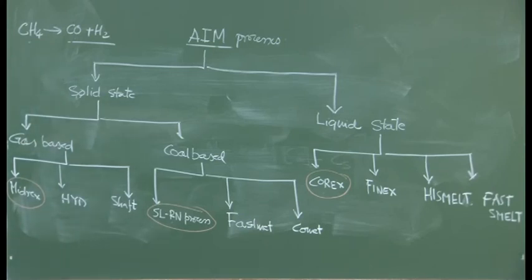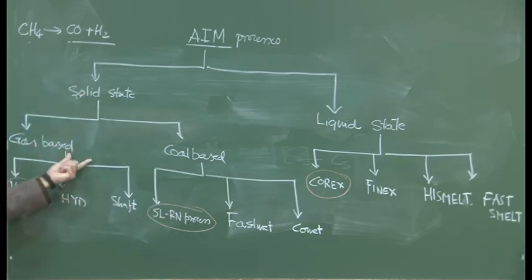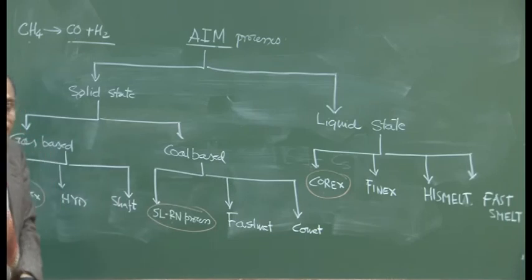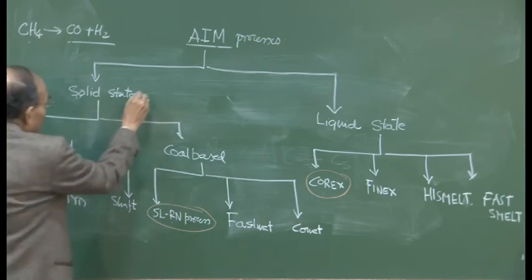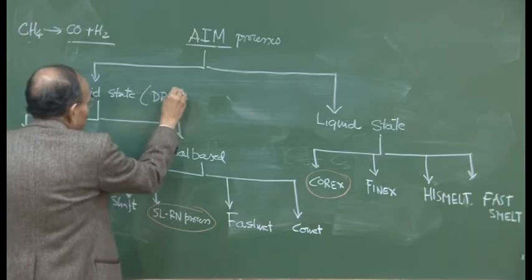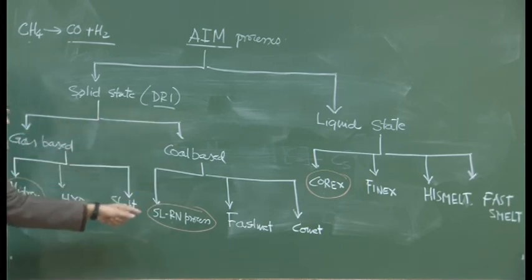Now, for the solid state, this product I will call a gas based DRI, and this one I will call a coal based DRI. Okay. Now, if you look at the location of DRI making plants, that is, solid state sponge iron or DRI making plants, India is by far the largest producer in the whole world, okay, that you should note. So, we have many DRI plants in the country, because we are the number one producer.